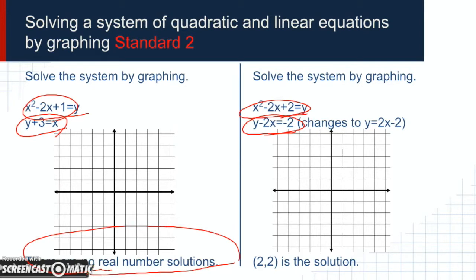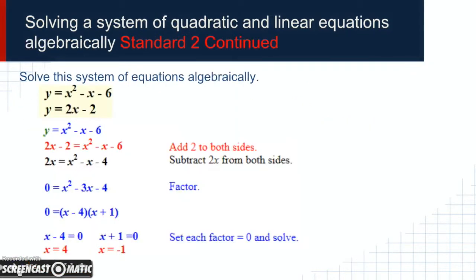Now the next part is just by checking and working out. You can pause this page and either screenshot it, write it down, or print out the guided notes, which is also provided. This basically shows you how to solve this system of equations algebraically, step by step, and there's also a little hint on the side too: add 2 to both sides, subtract 2x from both sides, and factor.